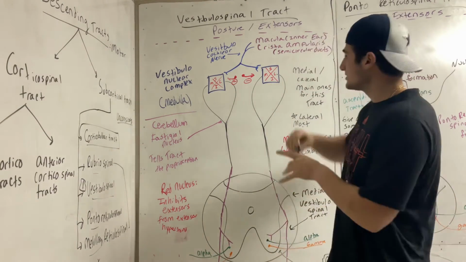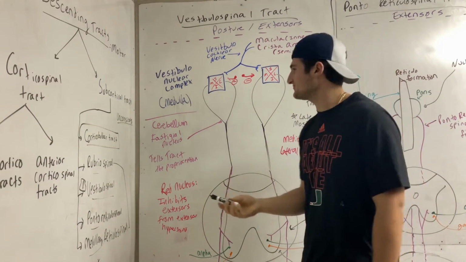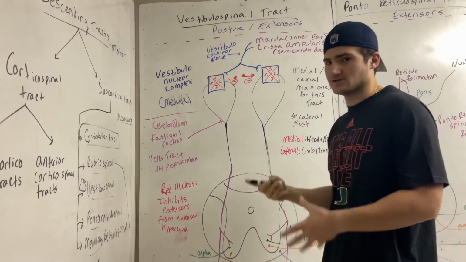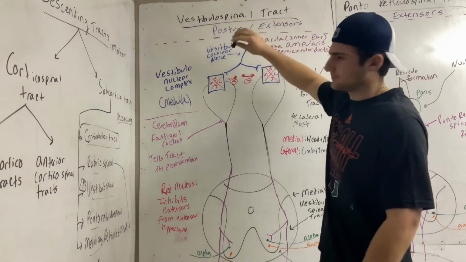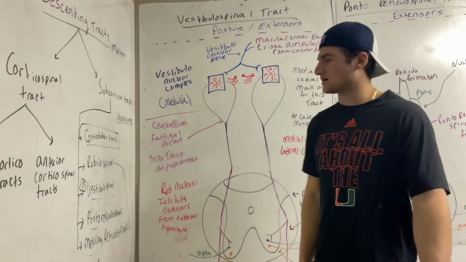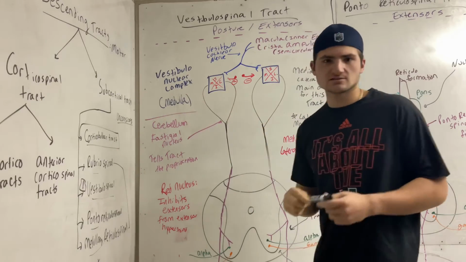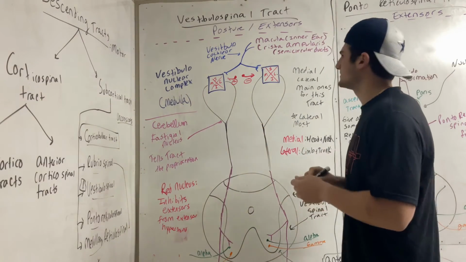Well, if you remember, we have a nerve called the vestibulocochlear nerve. This nerve is going to come down and it's going to target a complex. What complex is it going to target? It's going to target the vestibular nuclear complex. Okay, so what is that?